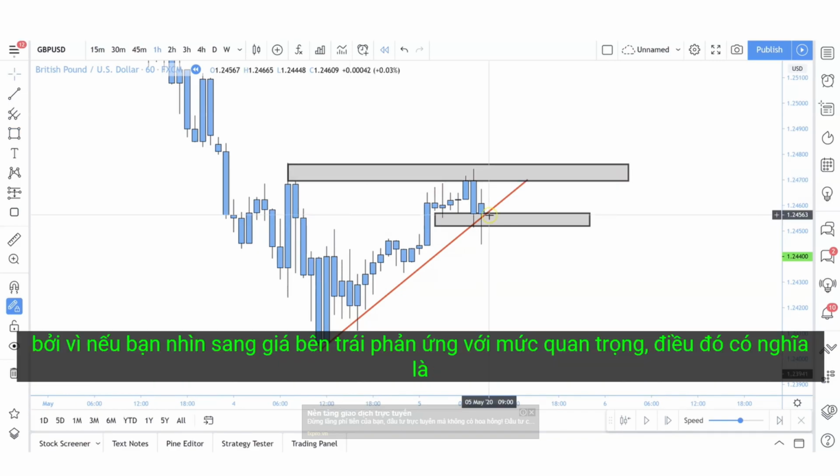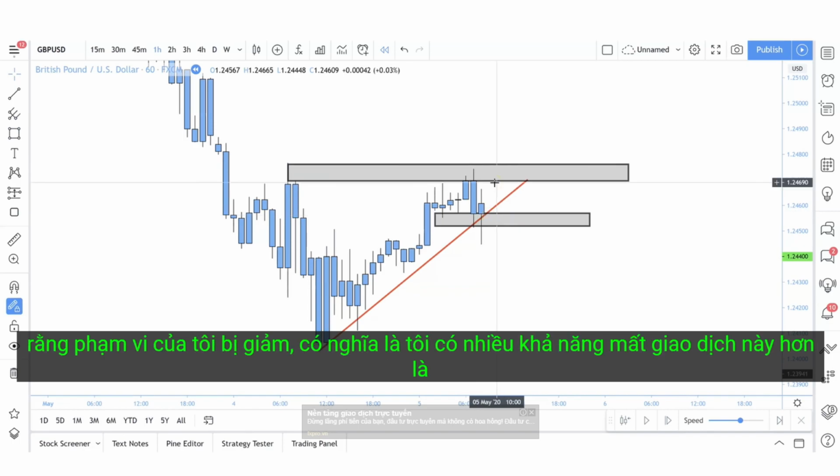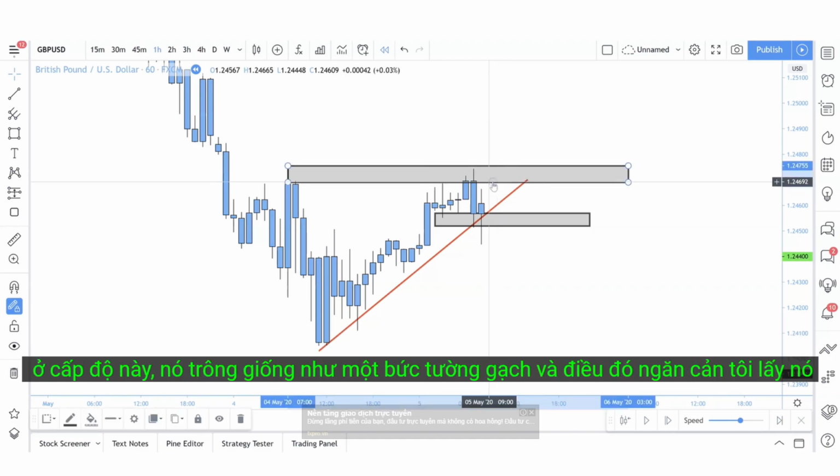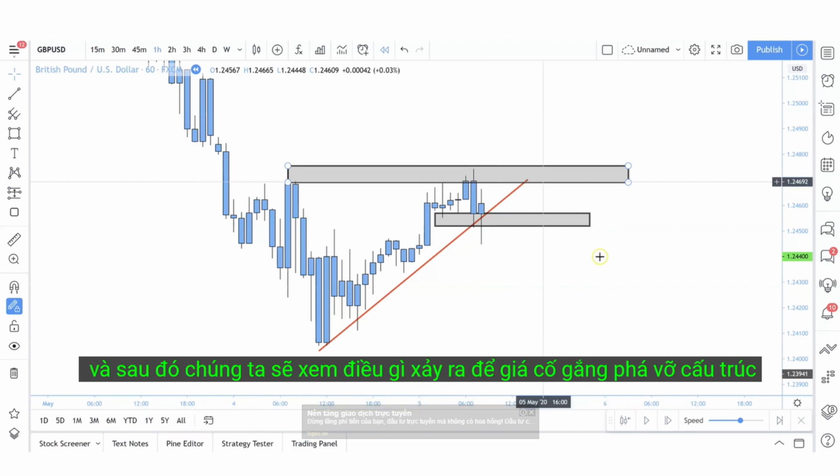So that means that my range is decreased, which means I'm more likely to lose this trade than I am going to win this trade, because I'm not a breakout trader and I'm not waiting for price to see if we're going to break out of this level here. When I look at this level, it looks like a brick wall, and that deters me from taking this trade. So we'll wait for a clean breakout to the upside or to the downside, and then we'll see what happens.